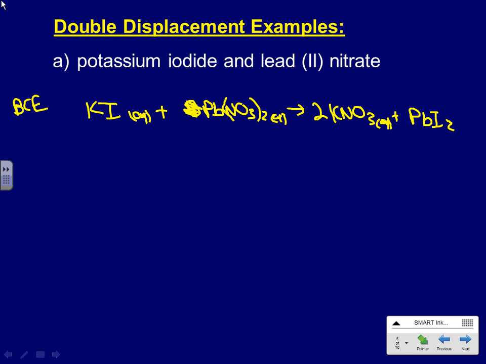PbI2. Is it aqueous? I hope not. That wouldn't be fun. It's a solid. If it was all aqueous, then that would be the boringest dance in the history of dances. Okay. I suppose you could have it all aqueous. Like if you had potassium nitrate and sodium chloride, you'd have all aq's. That wouldn't be much of a dance. It'd be like that grade 8 dance. There would be no net ionic equation. Everything would cancel out. It means nothing happened, right?